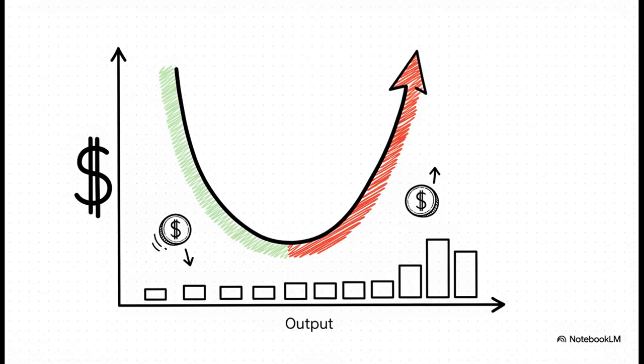In English, diseconomies of scale happen when you get too big. Beyond a certain point, the cost per unit actually starts to go back up, usually because of problems like confusion, complexity, or too much bureaucracy.